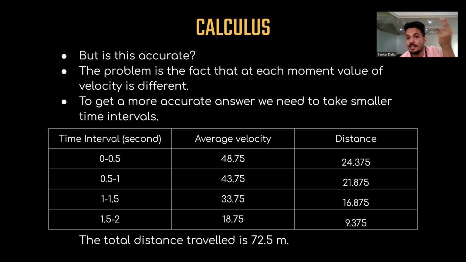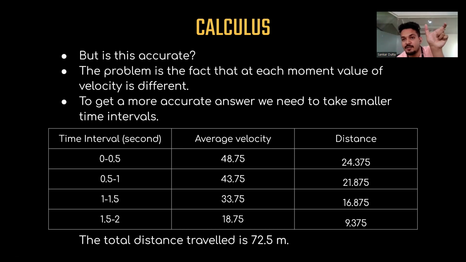How will I reduce the error? That is the next logical step. I want to reduce the error in my answer. So what will I do? I can take the time intervals to be slightly smaller, right? I can take it from 0 to 0.5 seconds. Maybe the average velocity is 48.75. So the distance is 24.375. And similarly, I did this same math for every half a second.